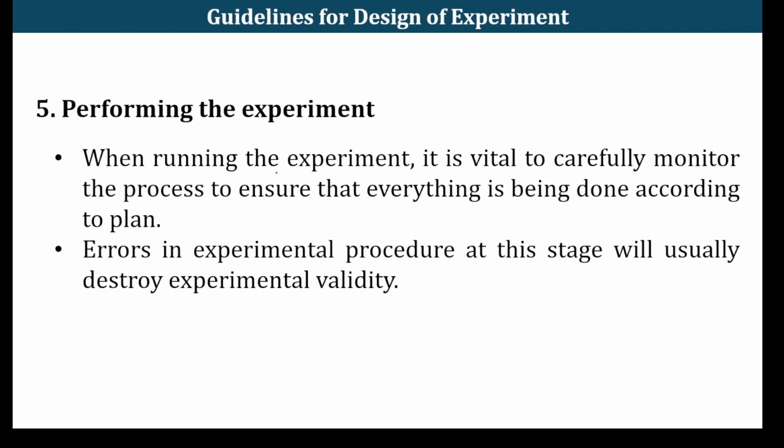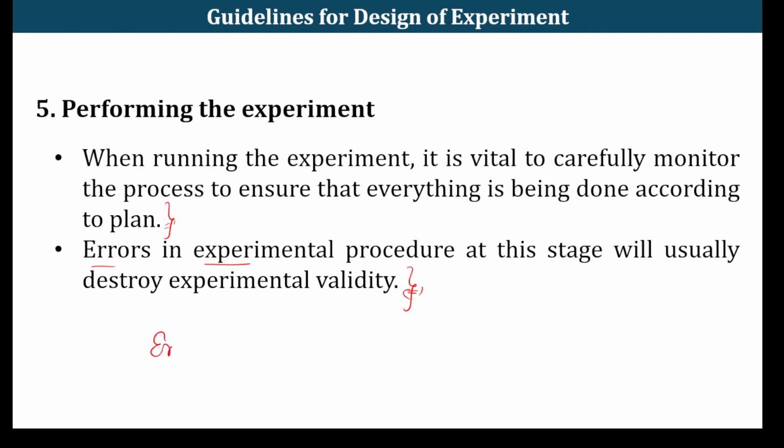When running the experiment, it is vital to carefully monitor the process to ensure that everything is done according to the plan. We should not deviate from the plan itself. If we deviate, the error will be large. So again we have to run, again cross check how much deviation is coming, and whether we are going according to what we planned. Some necessary changes we can make in between, but not drastic changes while running the experiment.